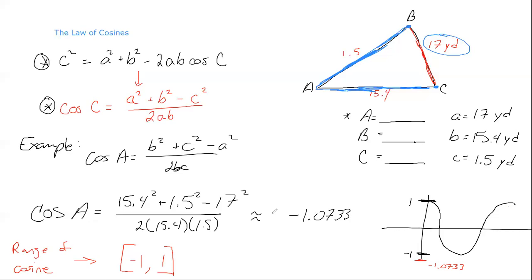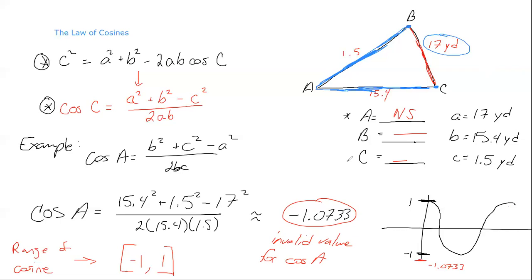So with this statement right here, because this is an invalid value for cosine of A, that means there is no solution to angle A. And if there's no solution to angle A, there can't be anything for B or C, because you don't even have a triangle if you don't have 3 angles.